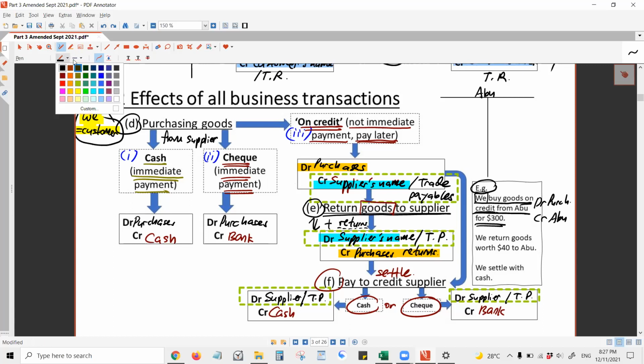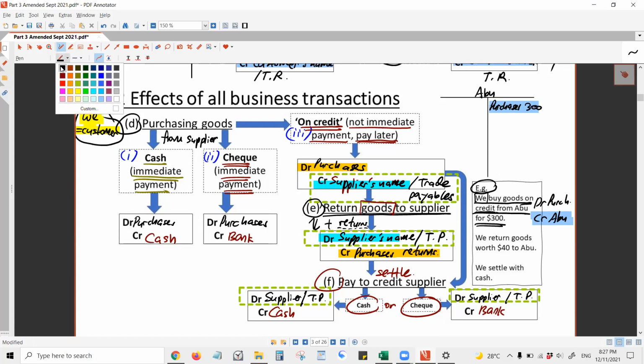Okay. So record it into Abu's account. Be careful again. Right number first. Credit Abu means go to Abu account, credit side. Write the number there. 300. Always write number first. Then write detail. Name of the other account. Write purchases. So we started to owe Abu money.